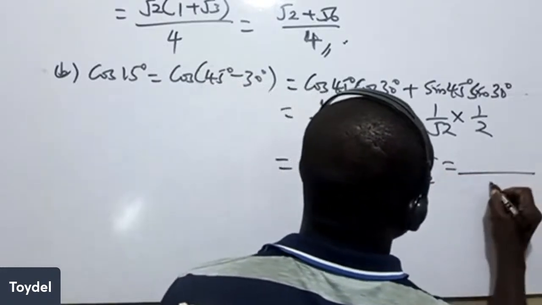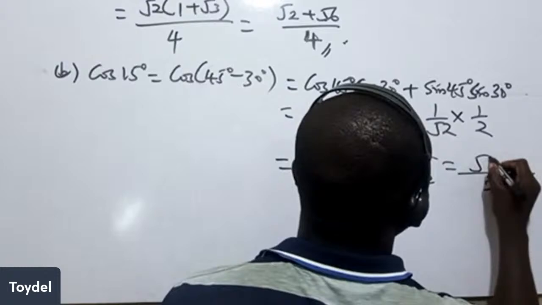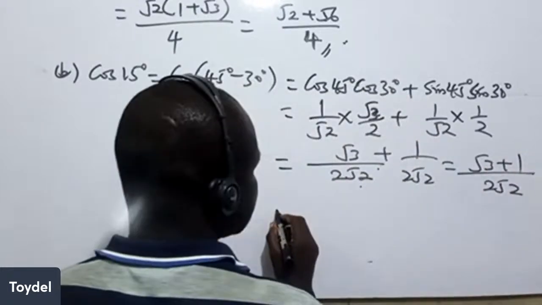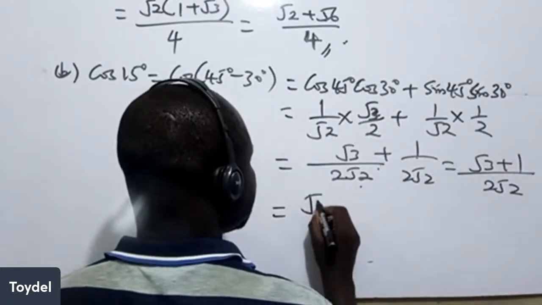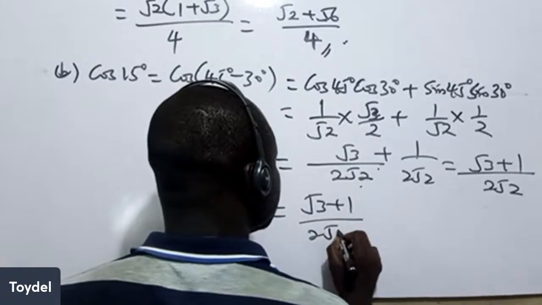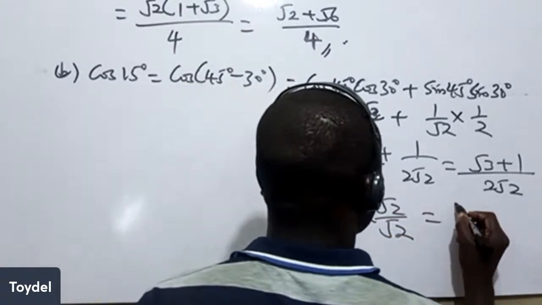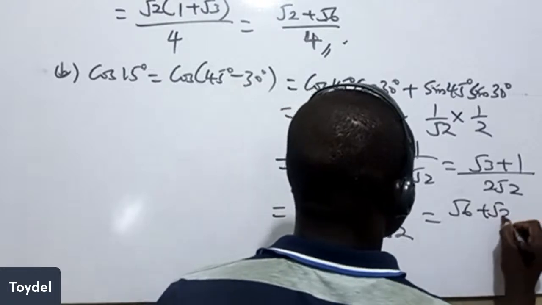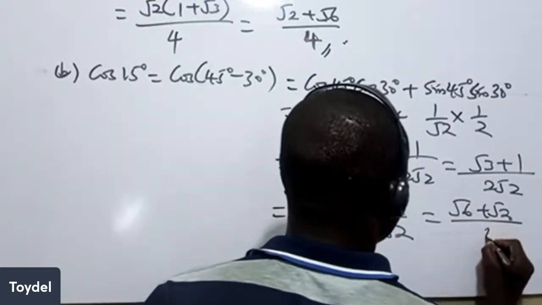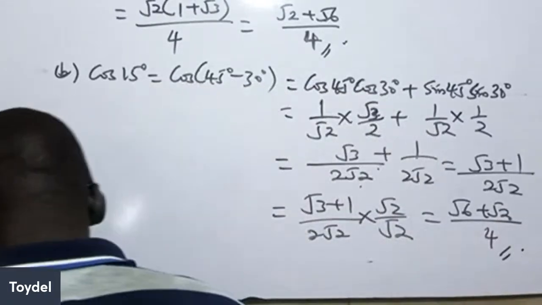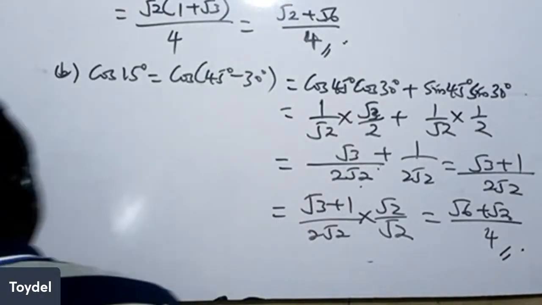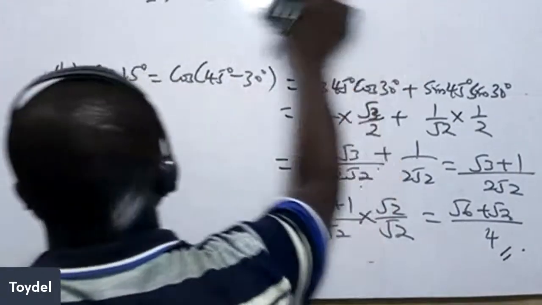Of course, when we find the LCM, it will be 2 root 2. Then we have root 3 plus 1. Then if we rationalize, we have root 3 plus 1 all over 2 root 2 multiplied by root 2 over root 2. Then I'm going to have root 6 plus root 2 all over 4. And that will be the final answer that we are going to get.